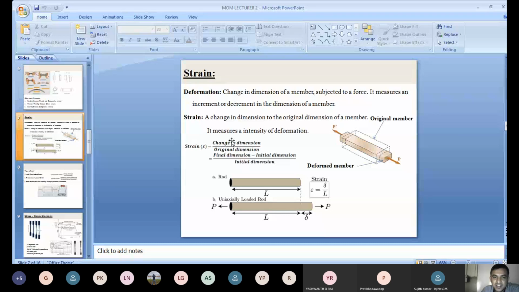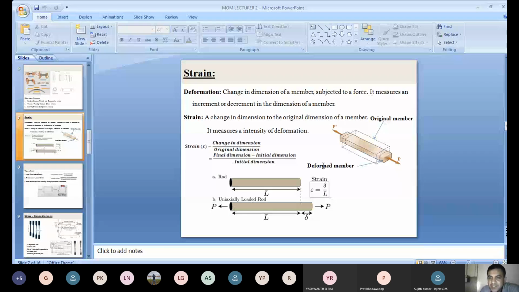Whenever a change in dimension takes place, when a body is subject to a tensile force, see here, the dotted line shows the original body. The continuous thick line is the deformed body. When a body is subjected to a tensile force, it increases in length, right? The other two lateral dimensions, width and thickness, decrease. It increases in length due to the tensile force.